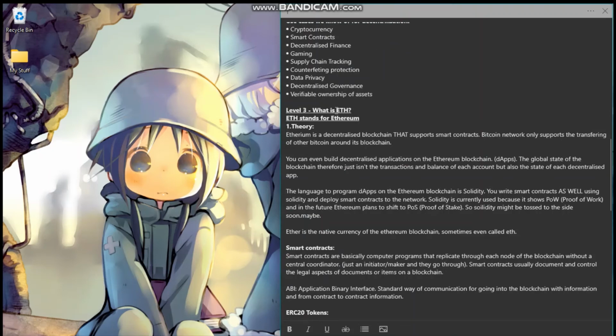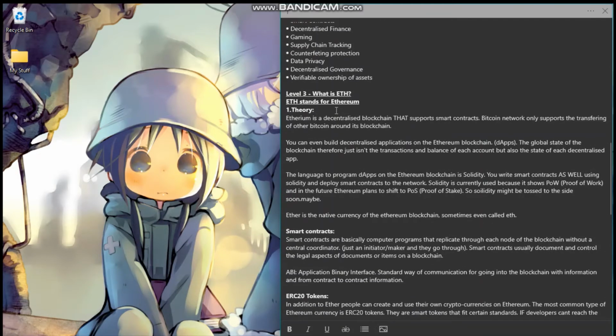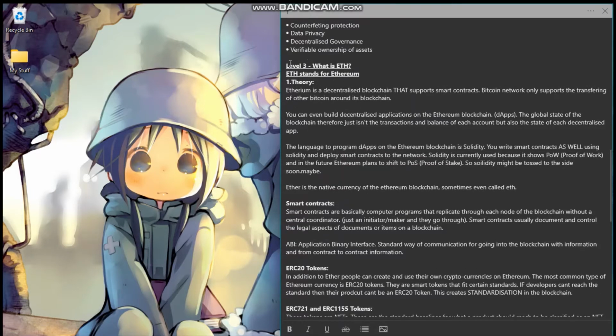This is part two of the Learn Web3 series, diving into the freshman tier or level. So that's the basics, continuing on from last time. We're now at level 3, which is: what is ETH? ETH is literally the main currency, you could say, on the Ethereum blockchain.